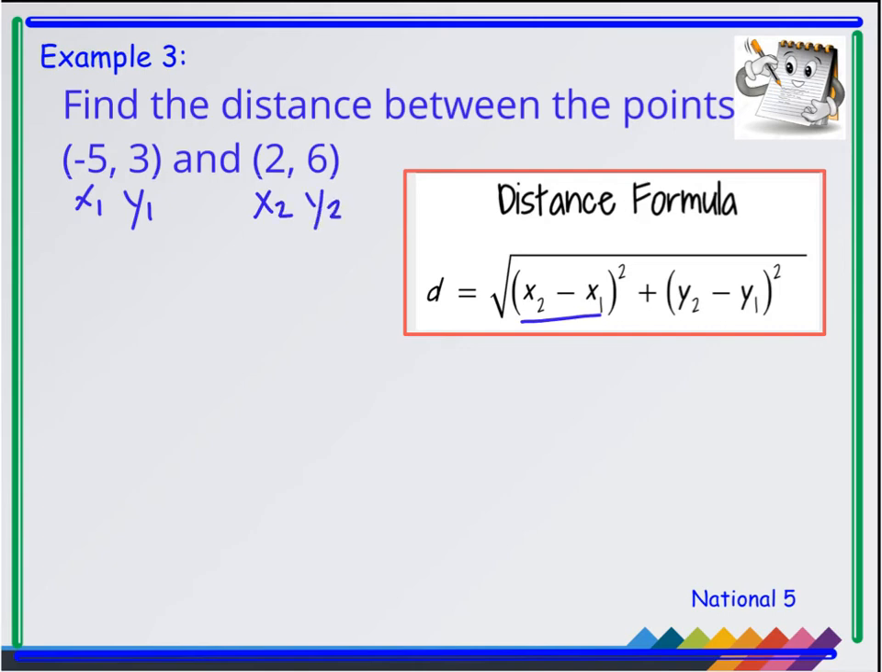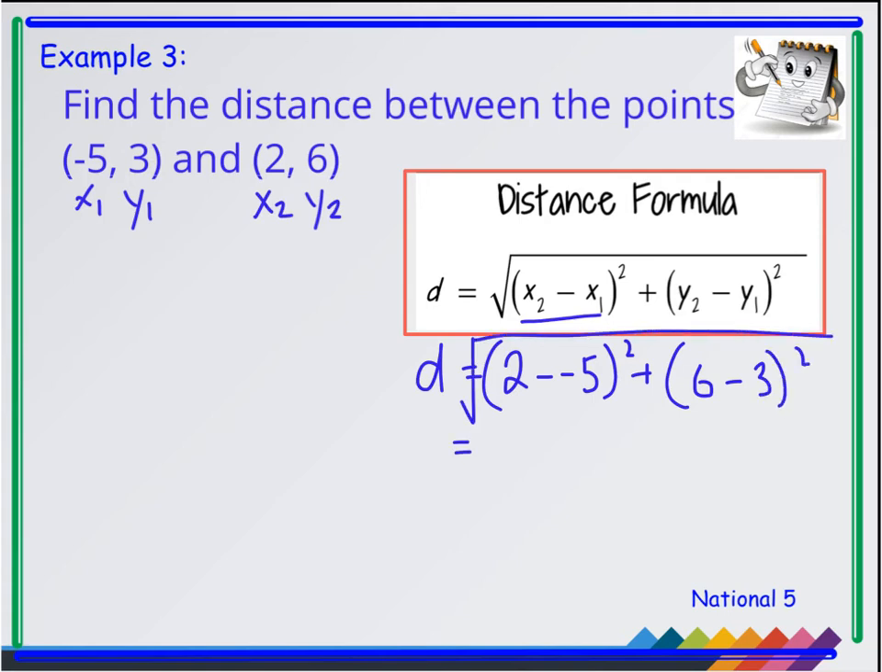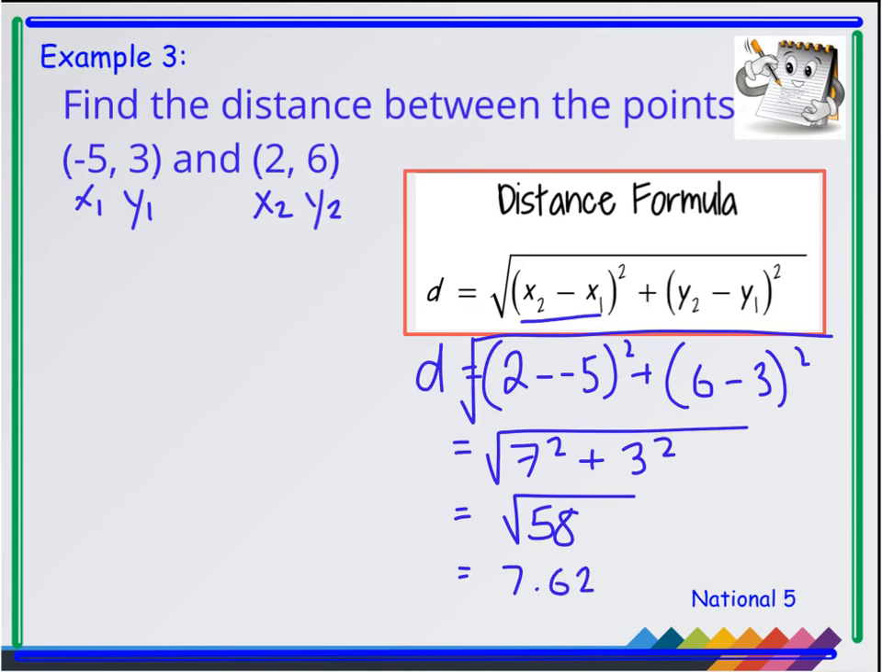So I'm going to call this x1, y1, same as we would have done if we're doing gradient, if you've seen that already. So our distance formula would be 2 minus 5 all squared plus 6 minus 3 all squared, and then a big square root all over that. So 2 minus 5 is 2 plus 5, so that would give us the square root of 7 squared plus 3 squared, which would give us the square root of 58, which is 7.62, again to 2 decimal places. Okay, now that's the distance formula.